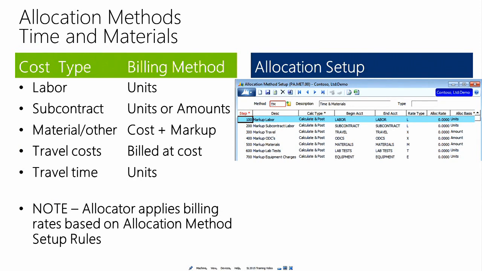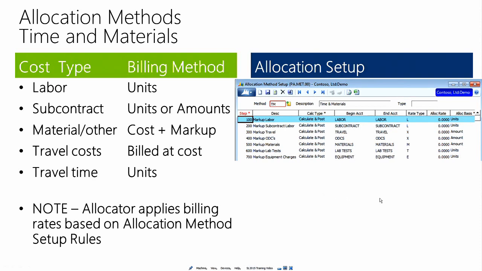We're going to now break down into each of the project types and talk about how those will vary when we set them up in billing or in Allocator. So the first type that we've been going through is a time and materials job. So from an allocation method perspective, we need labor, and usually our billing for those is by units. The subcontract, we would also bill most often by units, but sometimes we might just bill the amounts that the subs charge us directly.